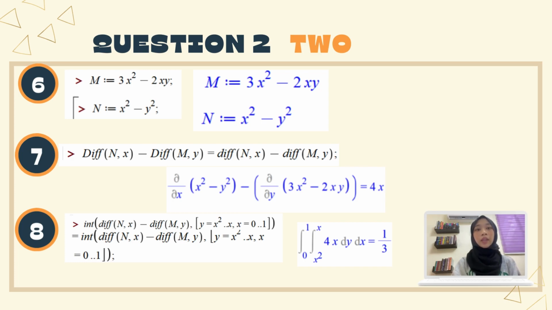And then for step 8, we will proceed to integrate the equation. The command is int(diff(N,x) minus diff(M,y), y equal to x squared until x), x equal to 0 until 1. Then we will get the answer, that is 1/6.